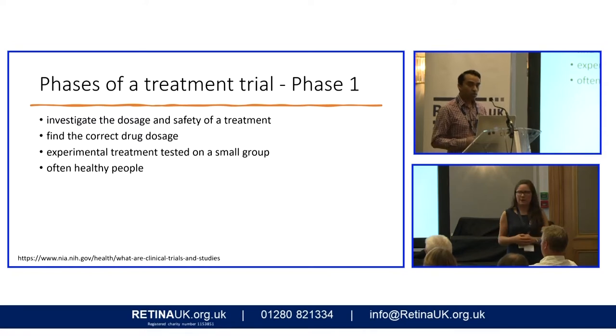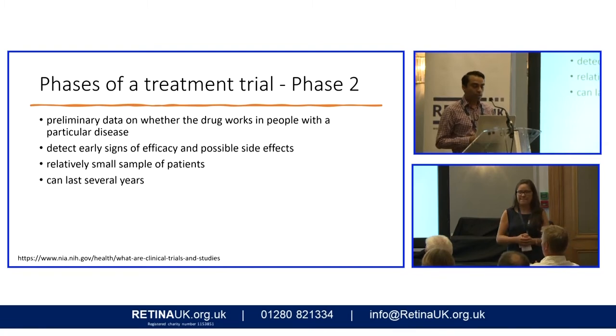So phase one trials aim to investigate dosage and safety of a treatment. They can also be used to help try and find the correct drug dosage to use. These experimental treatments are usually tested in small groups of participants, and depending on the treatment being investigated, these may be healthy people.